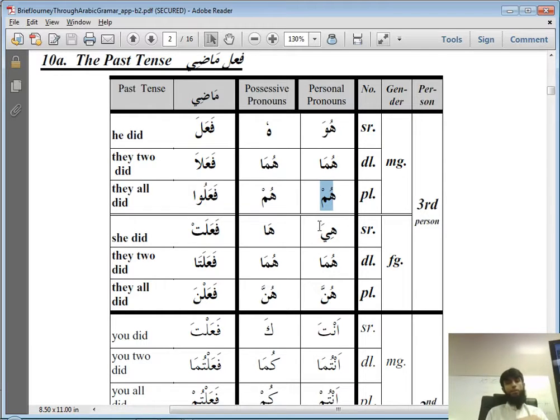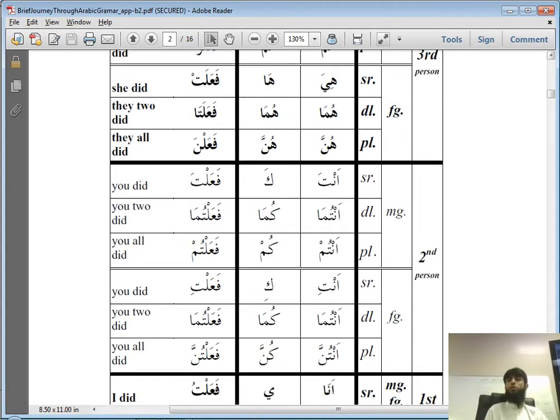Okay, now we go on to the female gender. Hiya is she, huma is for two females, and hunna is for more than two females. So, they. In English we just have they, right? But in Arabic we have they male and they female. It is okay for you to use hum to represent they consisting of males and females. Okay, so far so good.